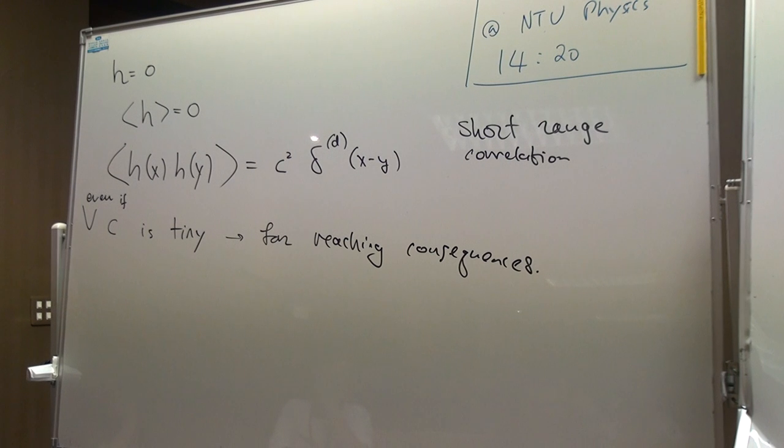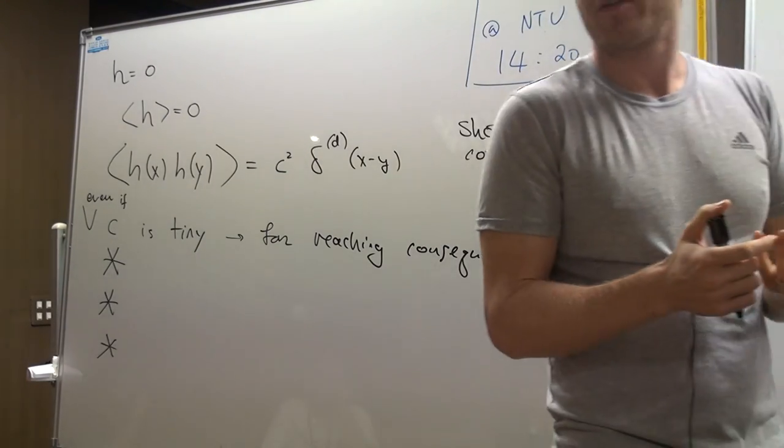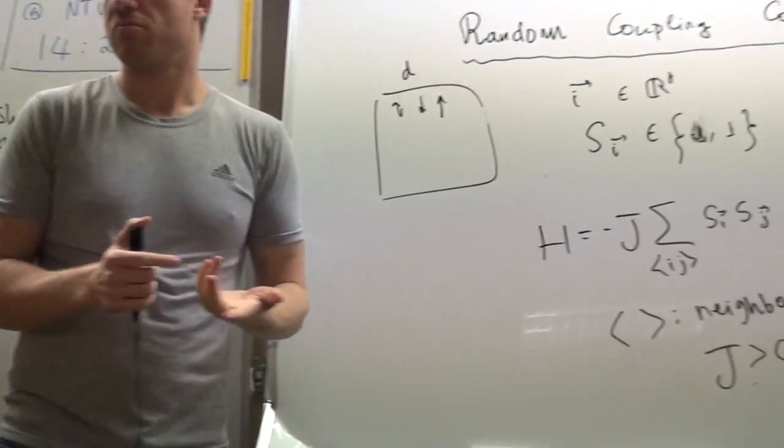So even if C is tiny, it can have very far-reaching consequences for the nature of the phase transition, and there are several options. Let me list 3 logical options, and I'll try to show you examples where all of them are realized. First of all, one comment before I list these options. Here I've discussed the idea that the magnetic field is random. But it doesn't have to be the magnetic field. It could be the coupling J. It could be any coupling.